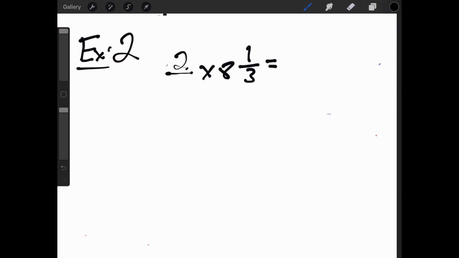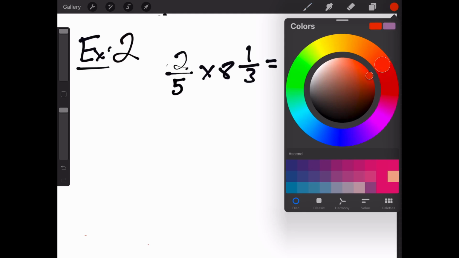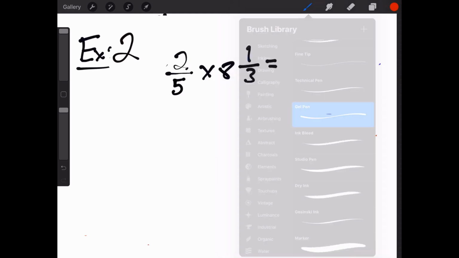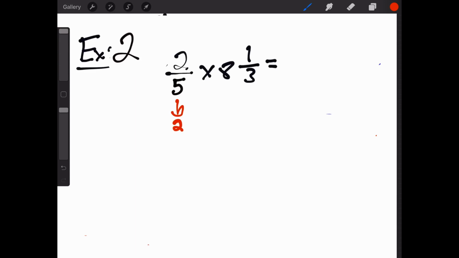Let me fix that. Okay, so 2/5 is going to stay the same. I'm going to bring it down. The multiplication sign is going to stay the same, but obviously you have to turn that 8 1/3 into an improper fraction. I'm going to do it over here on the side so we have room. So 8 1/3.